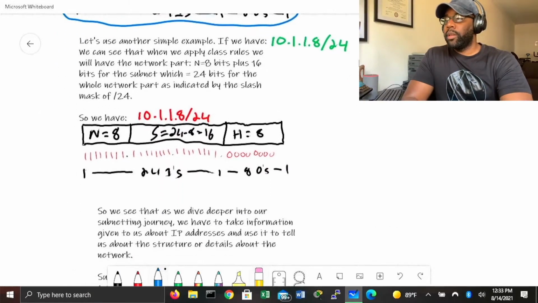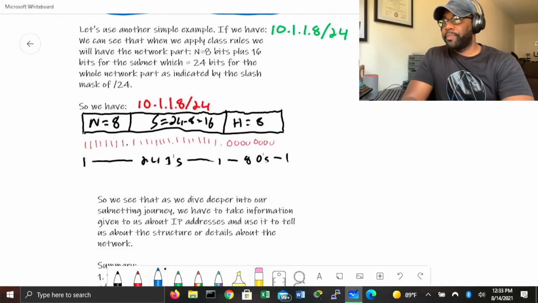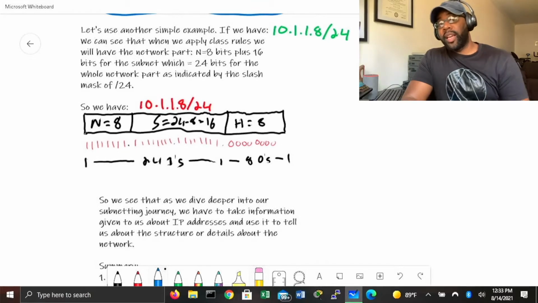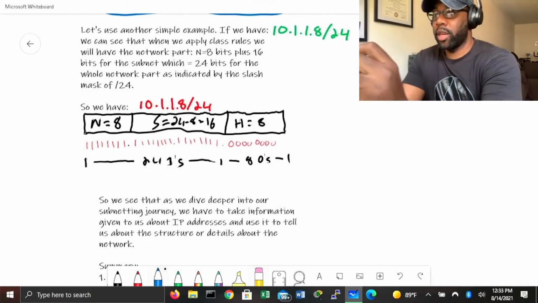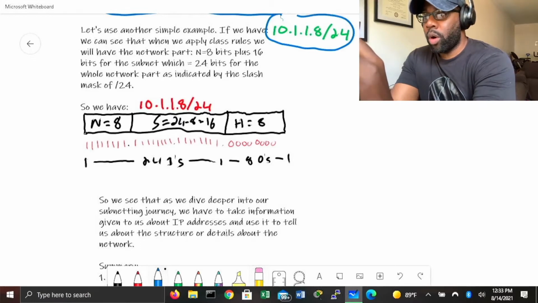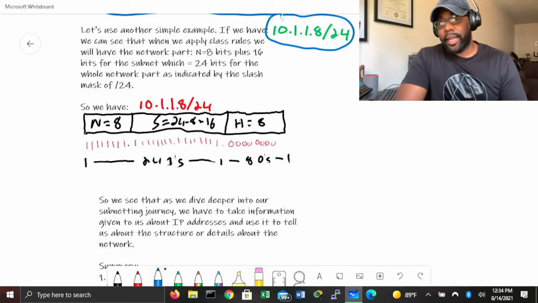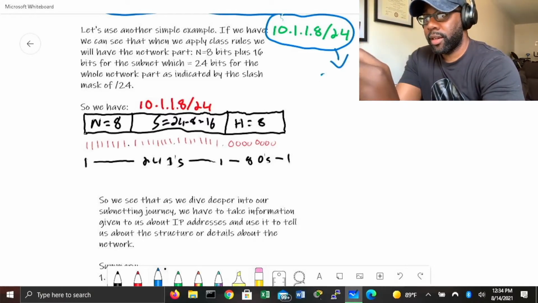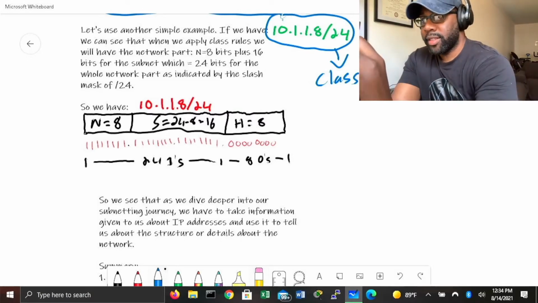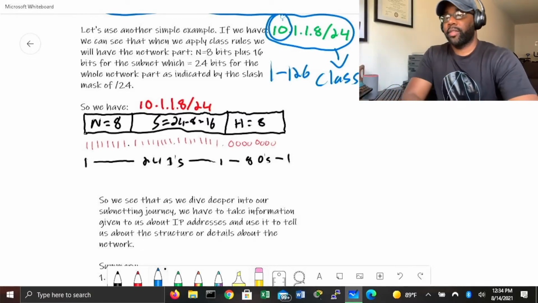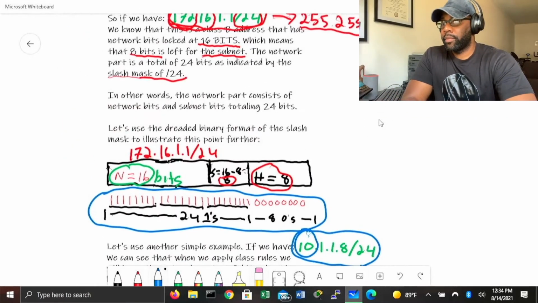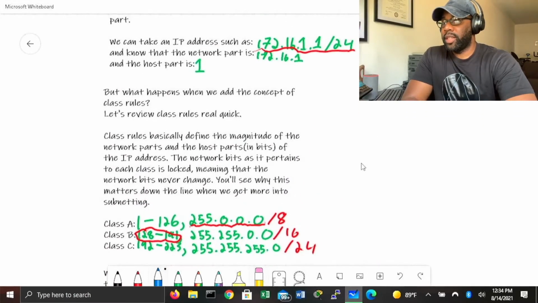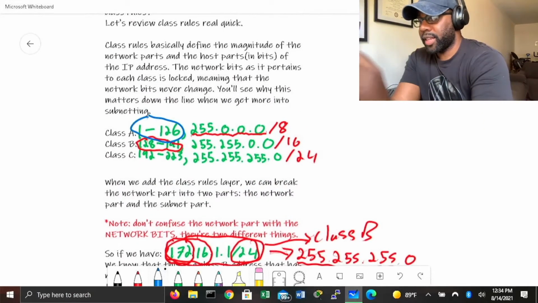So let's use another example, right? And this time we're going to be using a class A IP address. So we have 10.1.1.8/24, right? And that is a class A IP address, because guess what? This 10 falls between 1 and 126, right? That's our first octet, and we see that right here. That's a class A IP address.